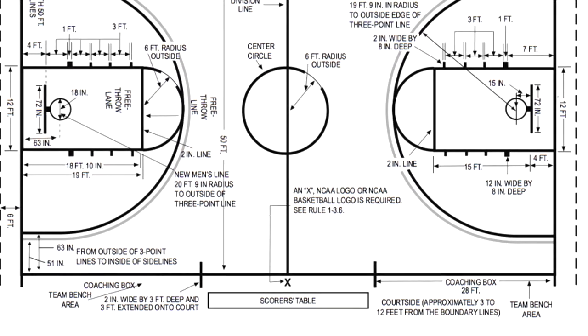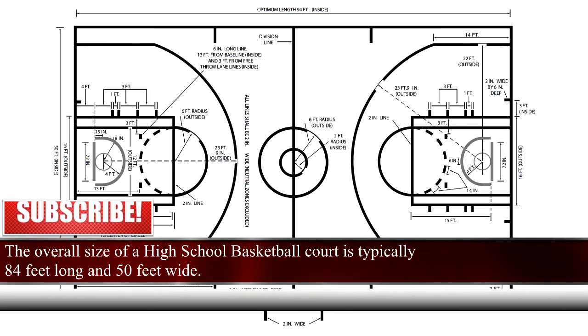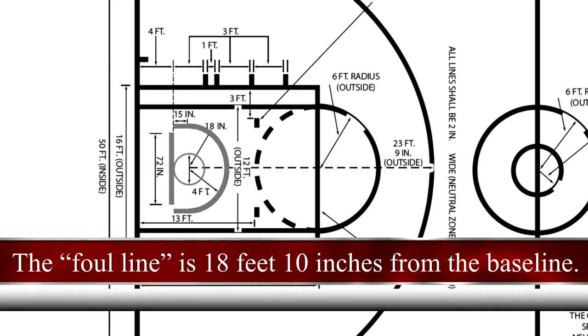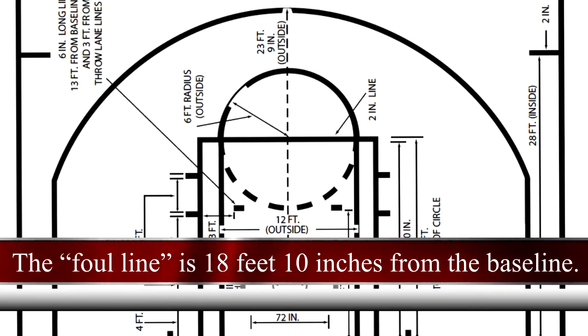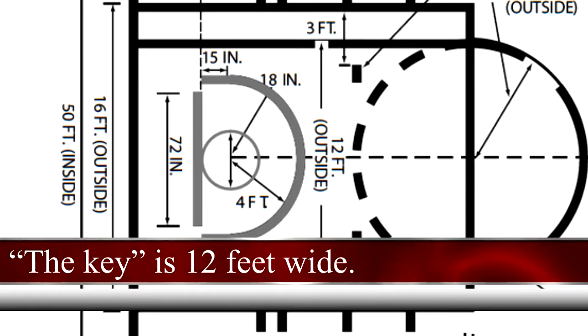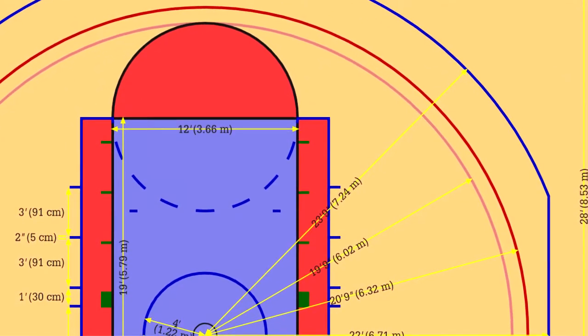So here are some measurements of the court size overall. The overall size of a high school basketball court is typically 84 feet long and 50 feet wide. Some junior high school courts will measure 74 feet long and 42 feet wide. For all courts, the foul line distance is 15 feet from the foul line to the front of the backboard. The foul line is 18 feet, 10 inches from the baseline. The key, sometimes called the lane, is 12 feet wide. Regulation courts have the backboard extending out 4 feet over the baseline into the key. A 6-foot arc half circle extends from the foul line away from the basket to complete the key.